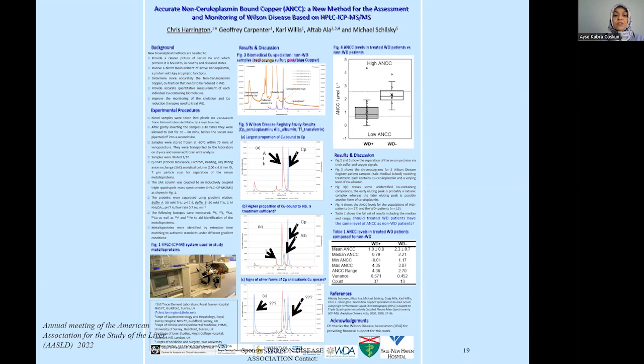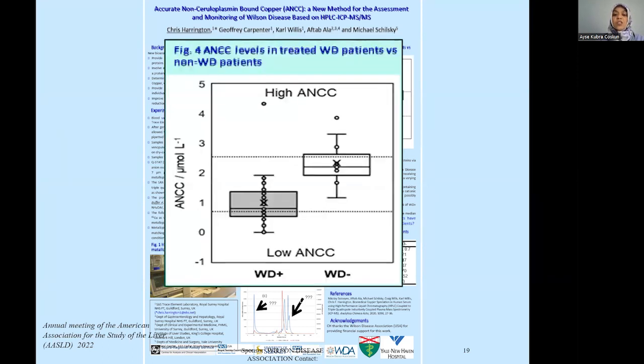In the study, we noted that patients without Wilson disease had higher level of bioavailable copper, whereas the patients with Wilson disease, although they are under treatment, showed lower level of bioavailable copper. But there was an overlap. And this is actually the area of investigations for our further studies.